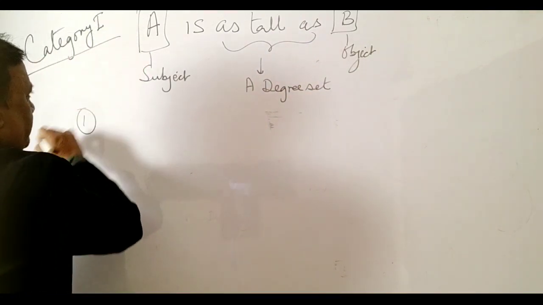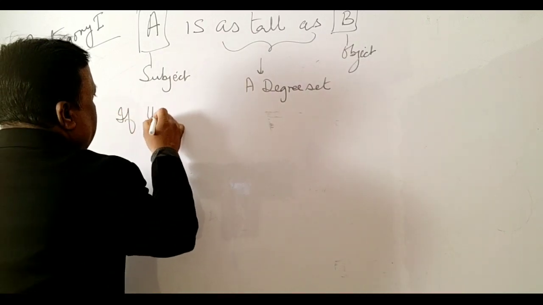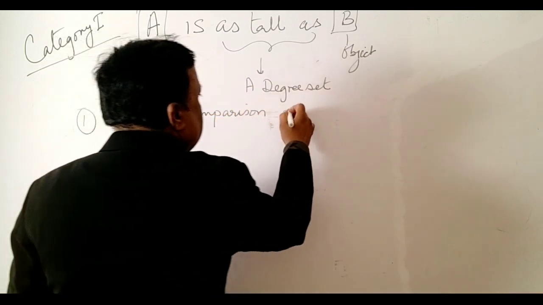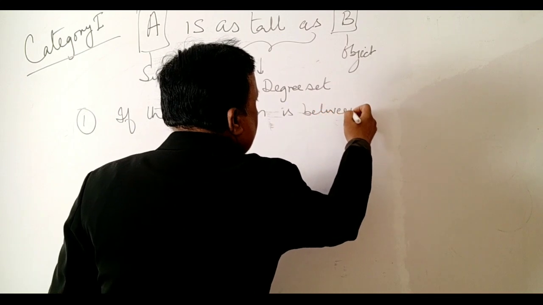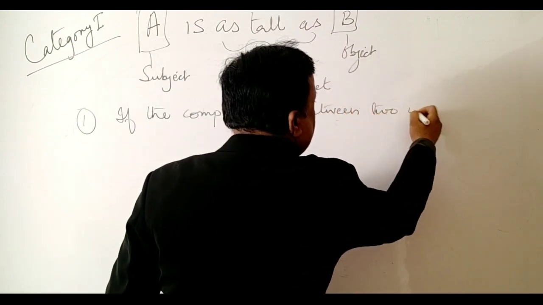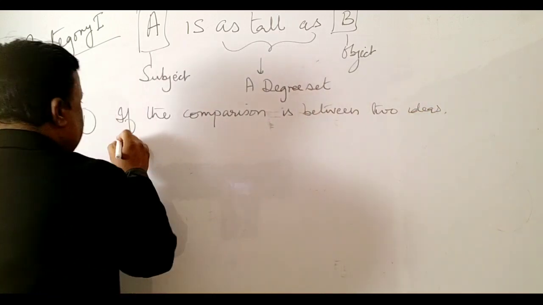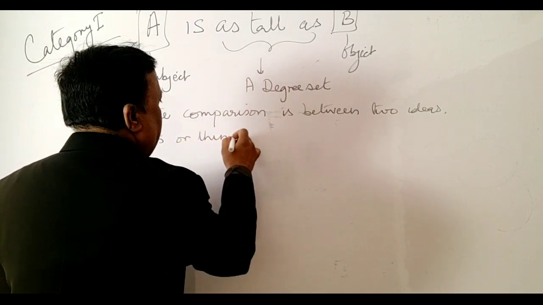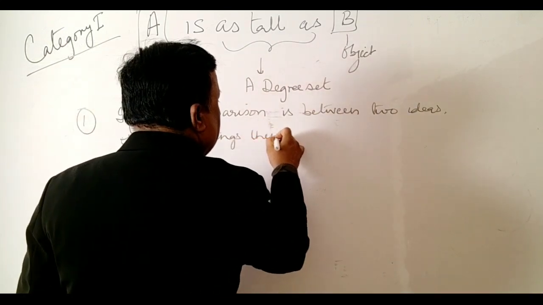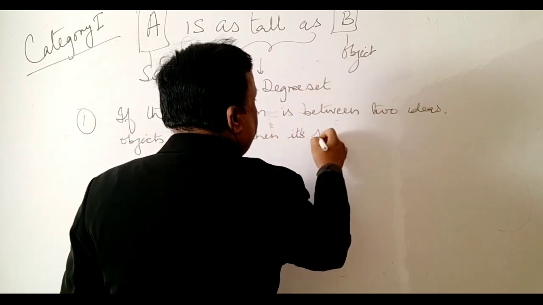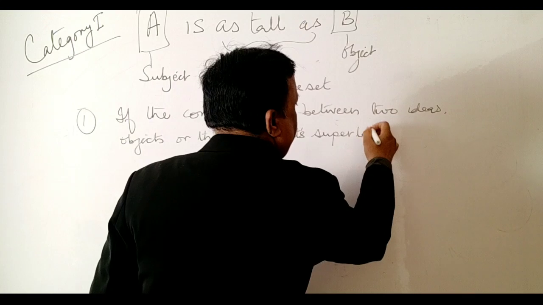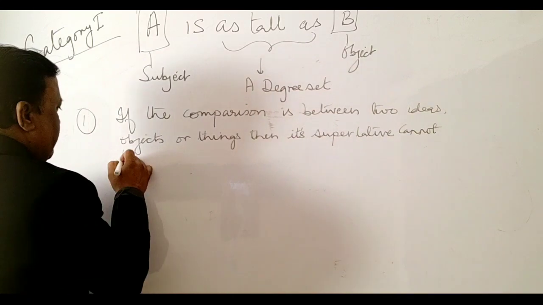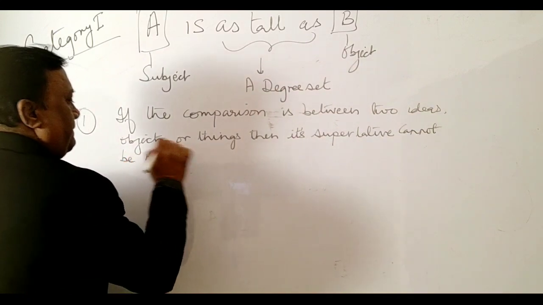First rule is, if the comparison is between two ideas, objects or things, then its superlative cannot be made. One.